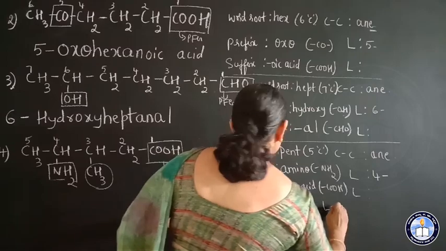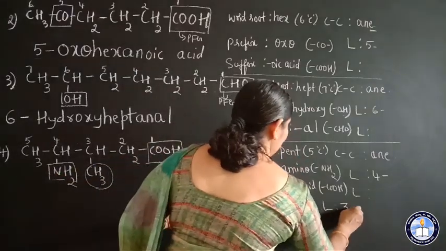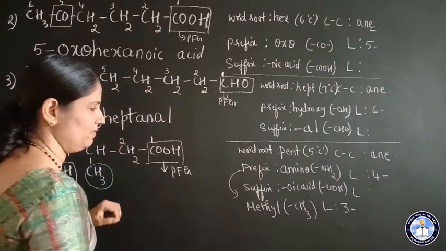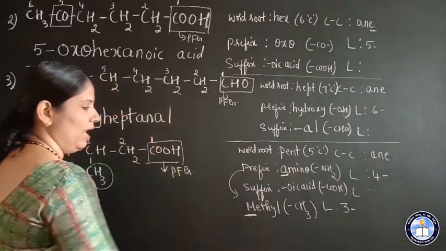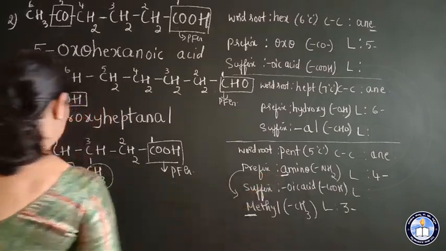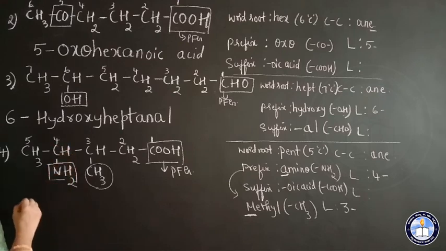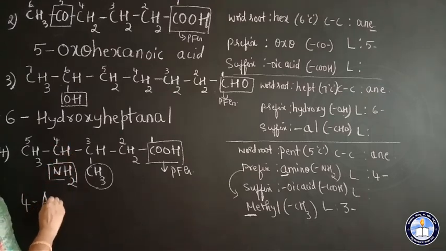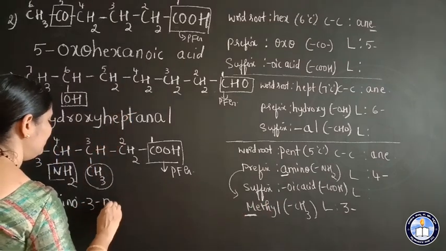What is the locant of that methyl? Methyl is attached to 3rd carbon atom. So locant is 3. Now which one should be written first? Which comes first here, whether A or N in the alphabetical order? A comes first. So locant of this NH2 is 4. 4 amino. Then methyl, locant is 3. 3 methyl.